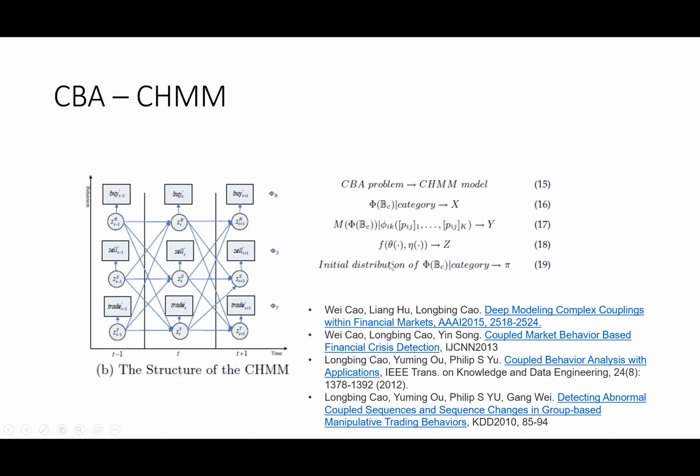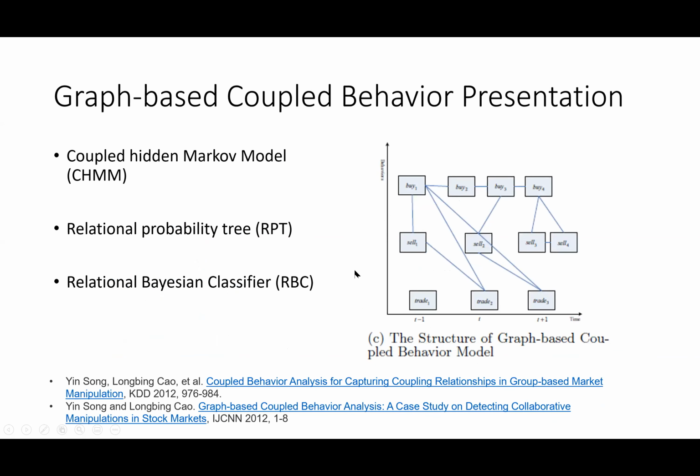Here is the coupled hidden Markov model. We map the categories, like the different buy, sell, and trade states, to the states in the coupled hidden Markov model, and the observations to the state representation, and then there's a coupling between them. There are a few parameters in the coupled hidden Markov model. All the details you can find in the KDD paper or TKDE paper if you are interested.